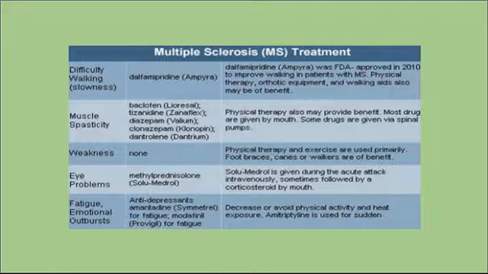Secondary progressive begins with a relapsing remitting course that later becomes steadily progressive. About half the people with the relapsing remitting develop into the secondary progressive within 10 years. And then there's progressive relapsing, which is characterized by frequent relapses with partial recovery but no return to baseline. This is only seen in a small percentage of the patients that have MS.